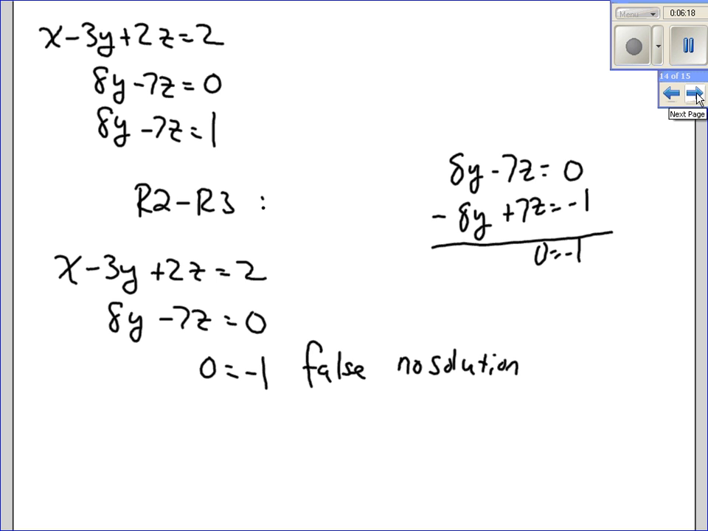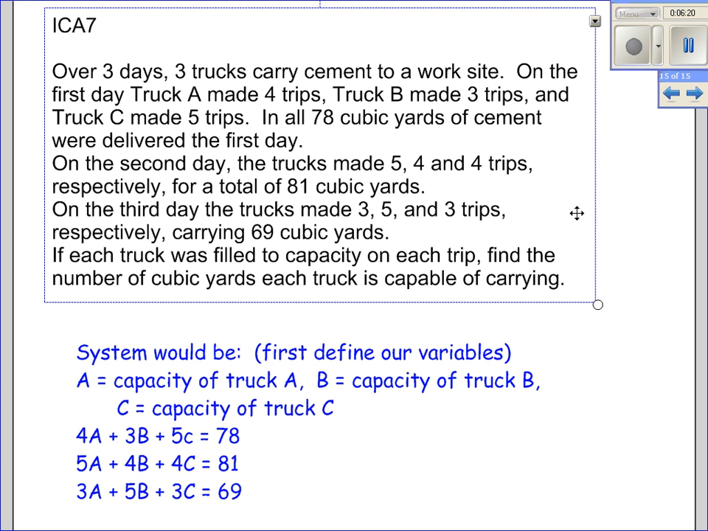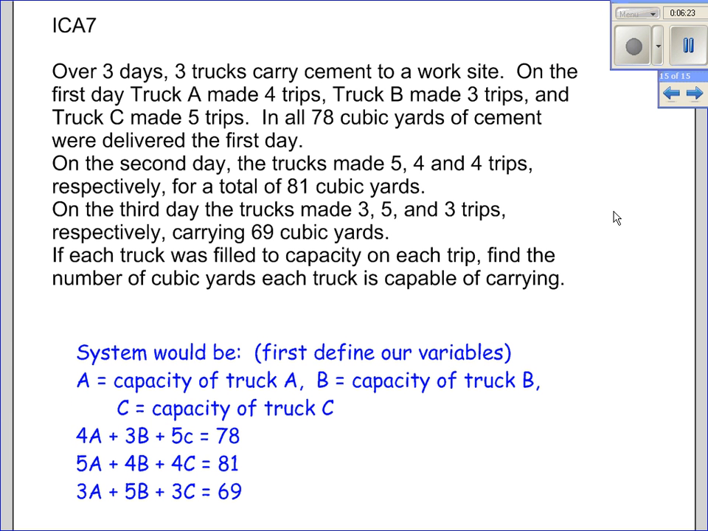Just one more thing I'm going to look at here. It's a story problem, just to let you look at one of them. So over 3 days, I've got 3 trucks hauling cement to a work site. We know on the first day how many trips were made by the first truck, how many were made by the second truck, how many were made by the third truck, and the total amount of cement that was delivered that first day. We have the same information for the second day and the same information for the third day.